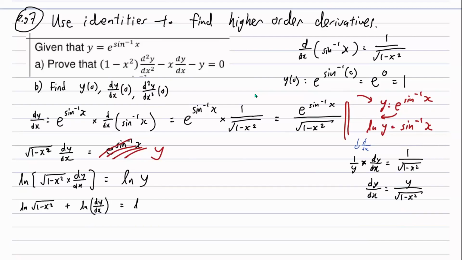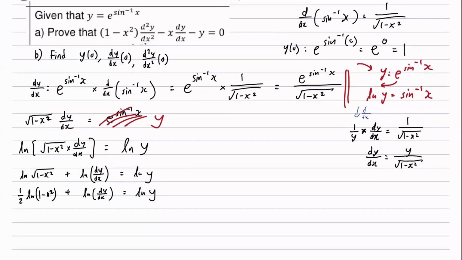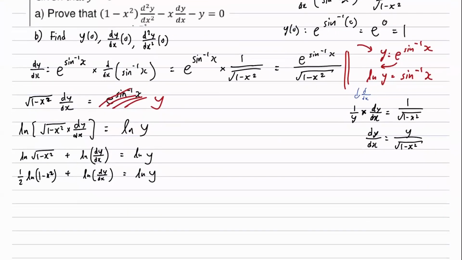Then there's a half here that you can bring down. So half ln of 1 minus x squared plus ln of dy/dx equals ln y. We haven't done any differentiation yet, right? We want the second derivative, right? So what should you do now? Differentiate. Okay. Let me save some space by bringing this on top here. I hope it's not too messy.